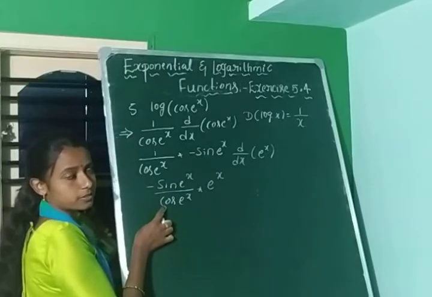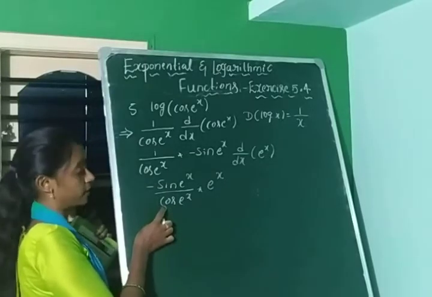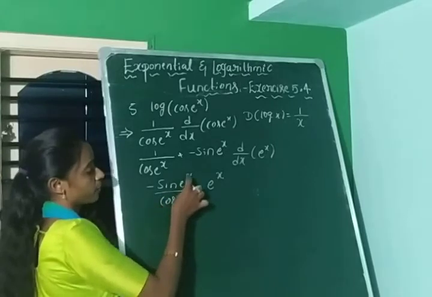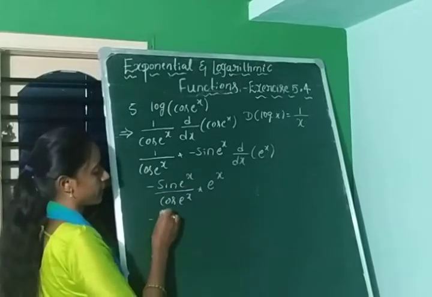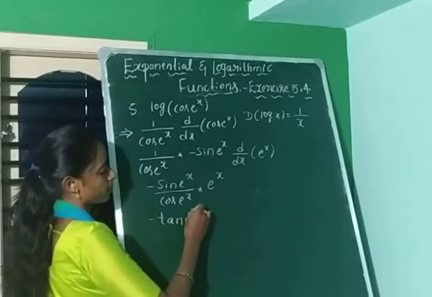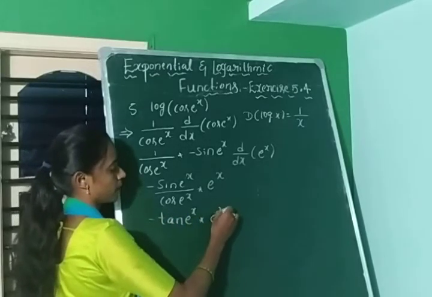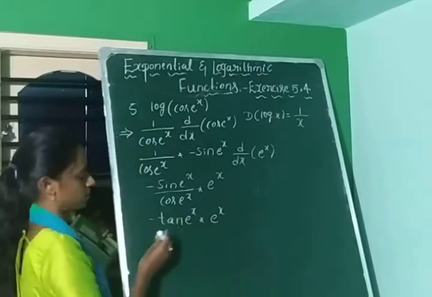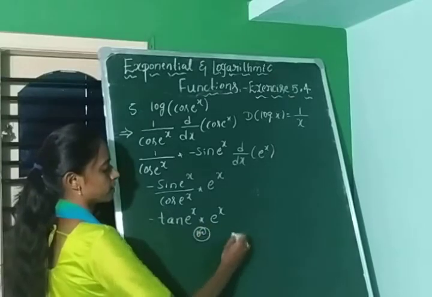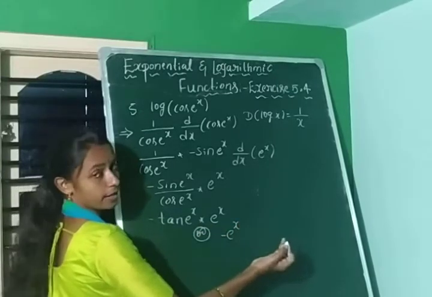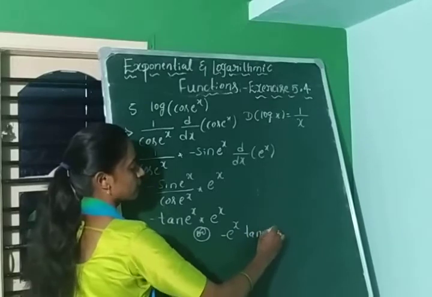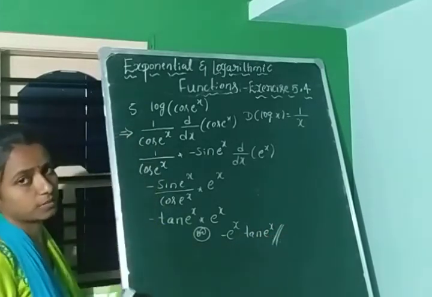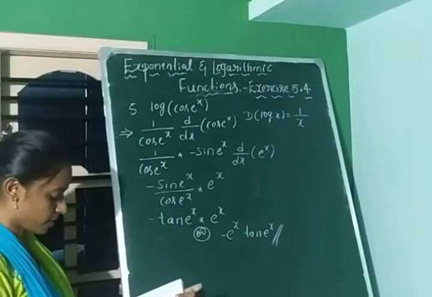sin over cos is nothing but the trigonometric ratio, that is the tan. So here the variable is the same. Okay. So sin e power x divided by cos e power x is minus tan e power x into e power x. If it is a confusion, just write the e power x first. Or we can write minus e power x into tan e power x. This is the derivative of the given composite function. Clear? So this is the fifth one.